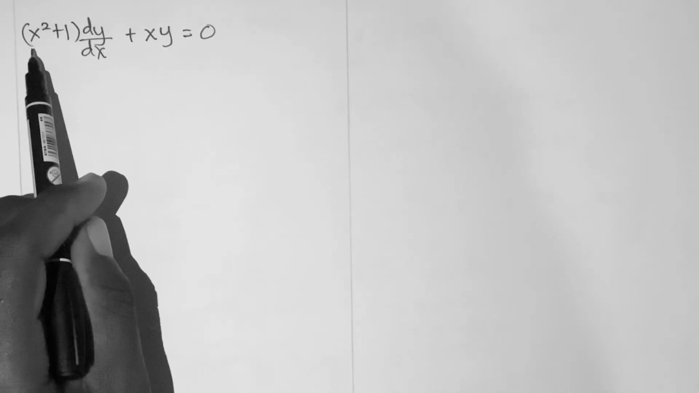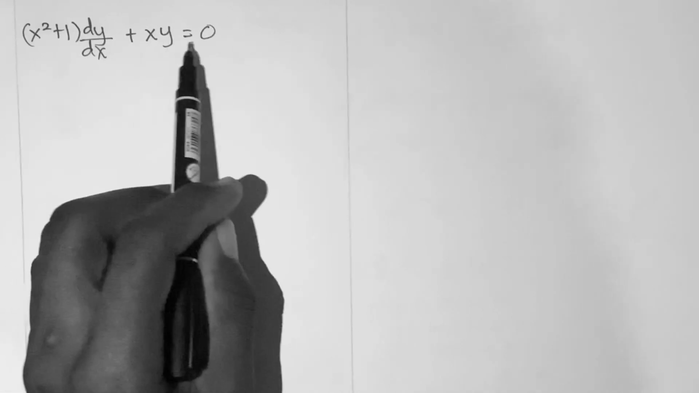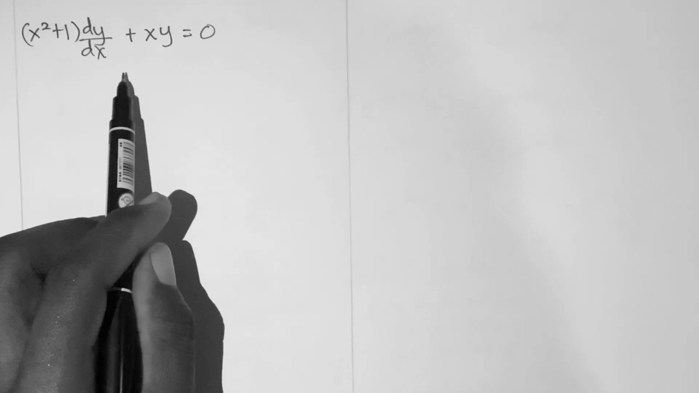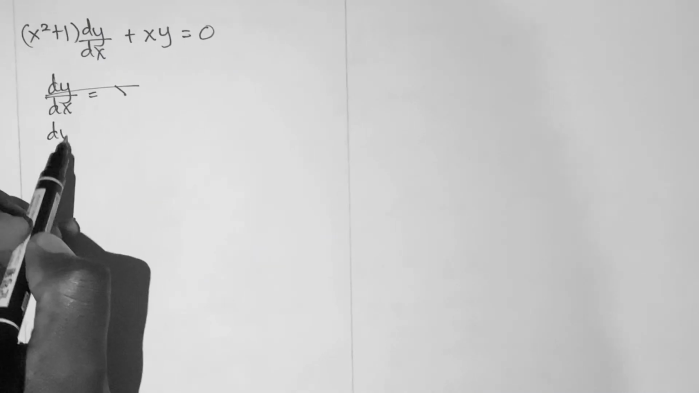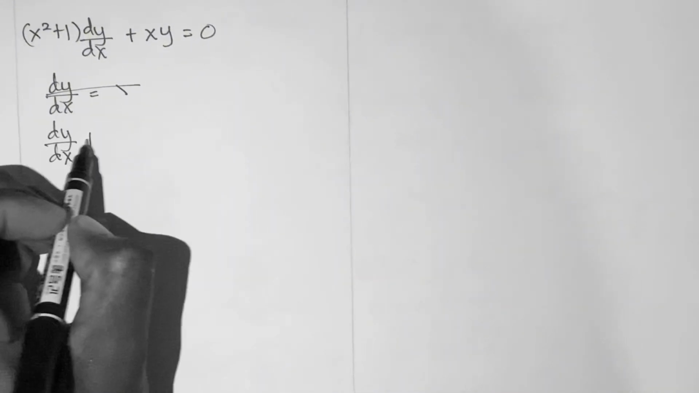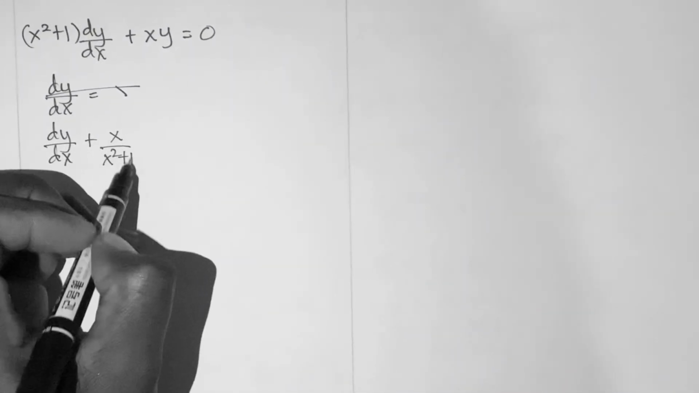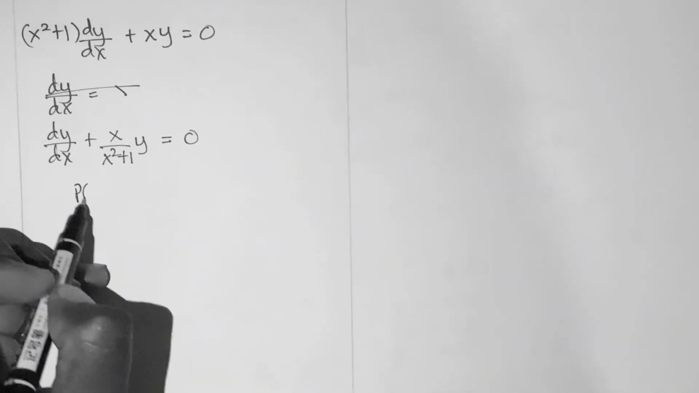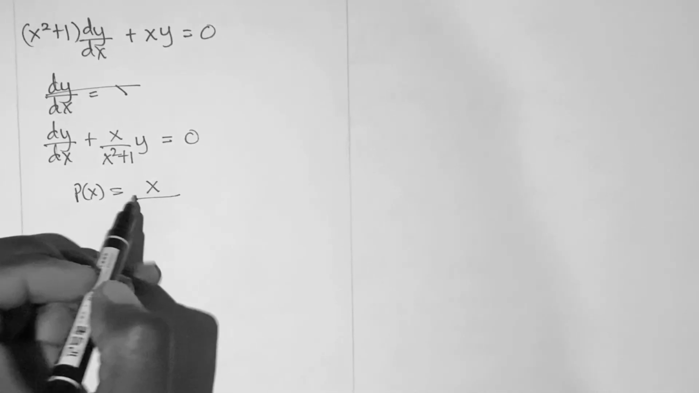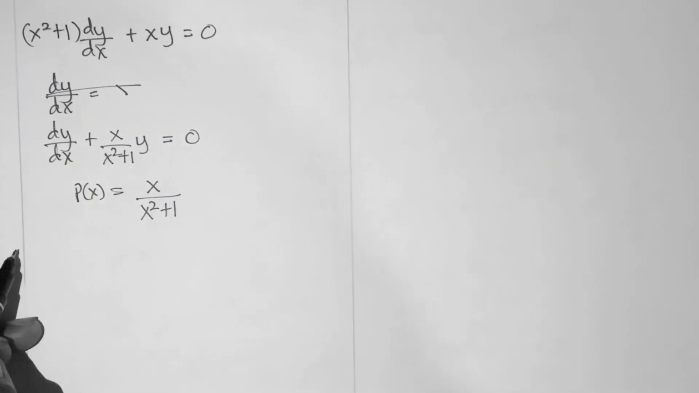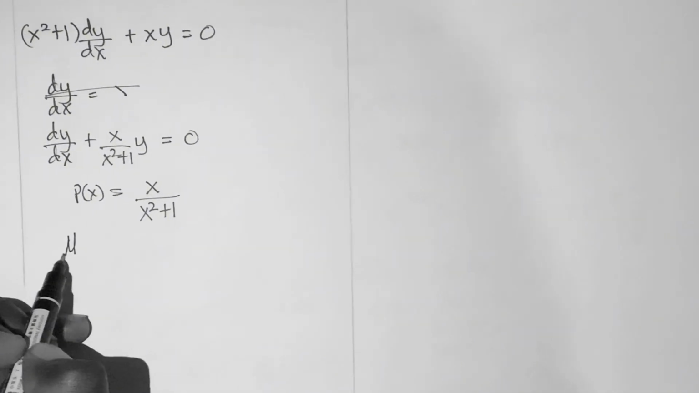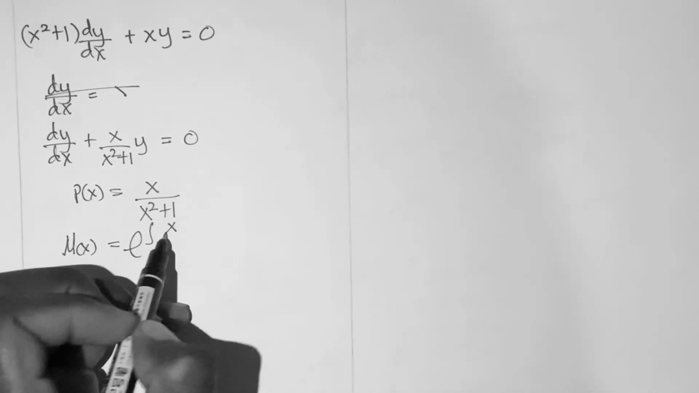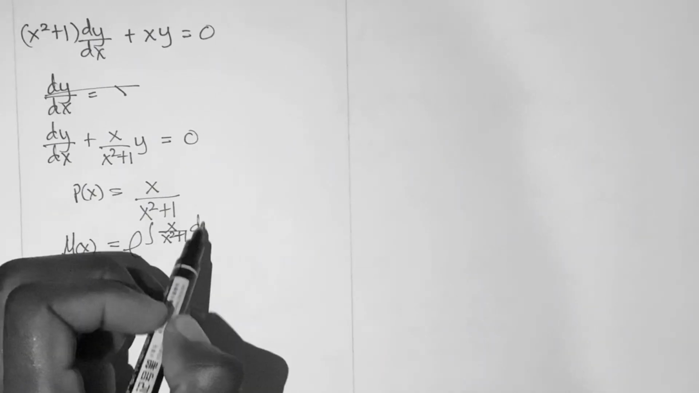We are supposed to solve (x squared plus 1) dy/dx plus xy equals 0. So the first thing is that we need to make the coefficient of dy/dx 1. So dy/dx plus x divided by x squared plus 1, times y, is equal to 0. Now p of x in this case is equal to x over x squared plus 1. So mu of x, which is the integrating factor, is equal to e to the power of the integral of x over x squared plus 1 dx.